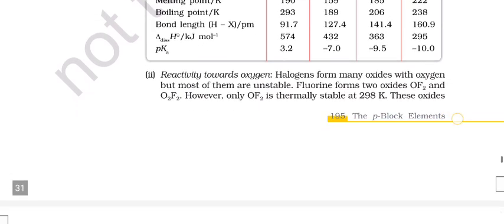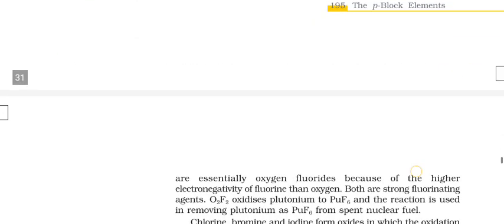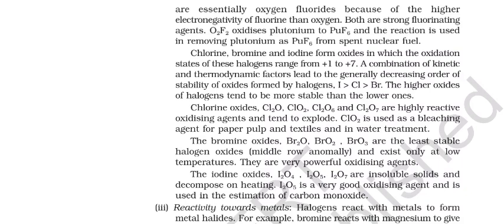Reactivity towards oxygen. Halogens form many oxides with oxygen, but most of them are unstable. Fluorine forms two oxides, OF2 and O2F2. However, only OF2 is thermally stable at 298 Kelvin. These oxides are essentially oxygen fluorides because of the higher electronegativity of fluorine than oxygen. Both are strong fluorinating agents. O2F2 oxidizes plutonium to PuF6, and the reaction is used in removing plutonium as PuF6 from spent nuclear fuel.